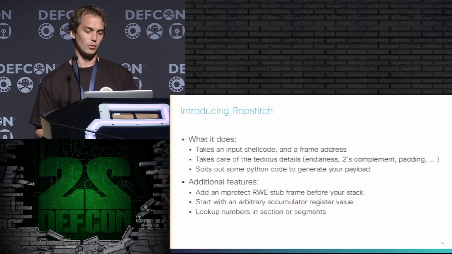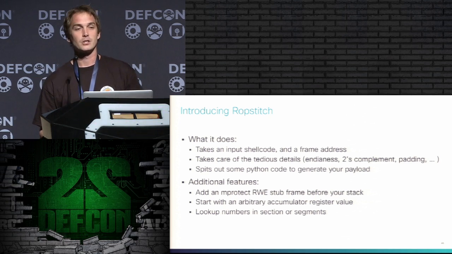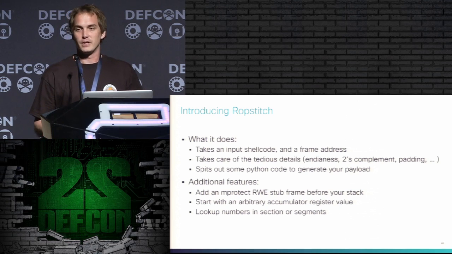So what the tool will do is add a small mprotect read-write stub frame before your payload. It allows you to change the memory permissions at runtime so that your shellcode can run. It's got a bunch of additional functions: it can start with an arbitrary EAX value, and it can look up numbers in sections or segments depending on what you want to do, and all that kind of stuff.